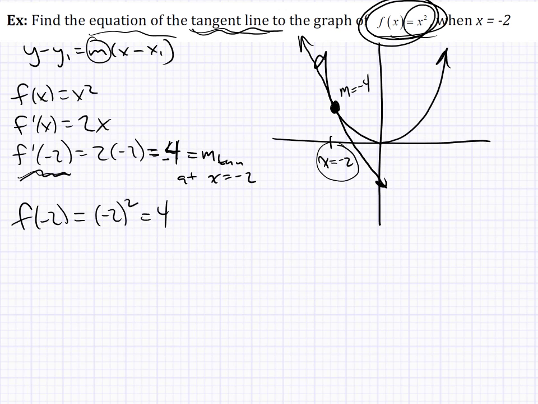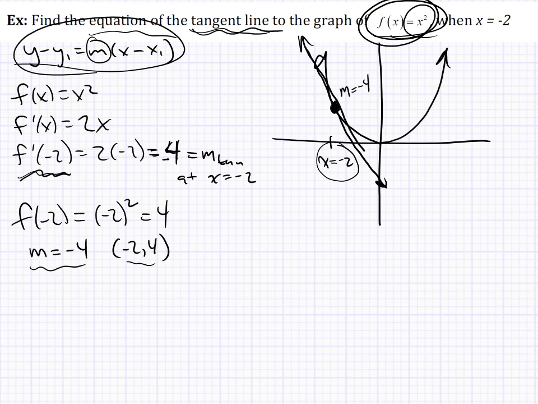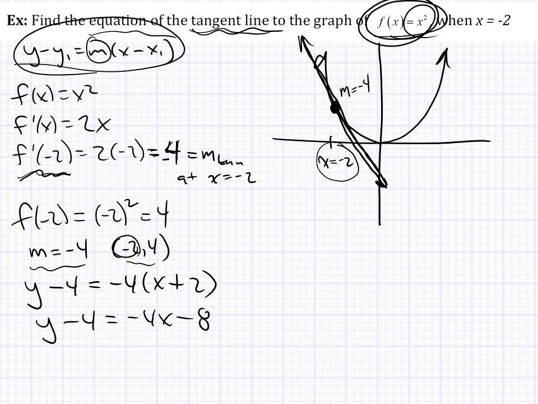So then really what I have is a slope of -4, and I have a point -2, 4, and I need to use this to find the equation of the line that has this slope and goes through this point, which is this line that we're talking about right here. Okay? Well, y minus 4 equals -4 times x plus 2 because this is a -2. So y minus 4 equals -4x minus 8. Move this 4 over, y equals -4x minus 4.